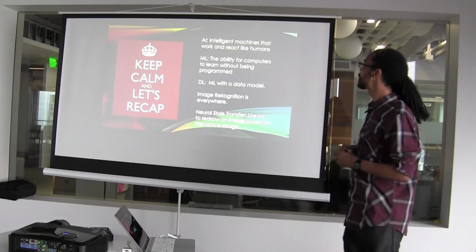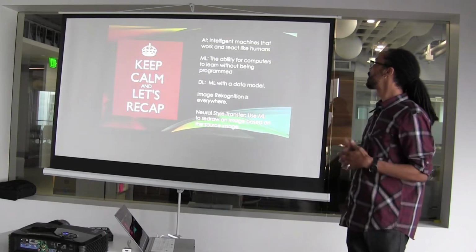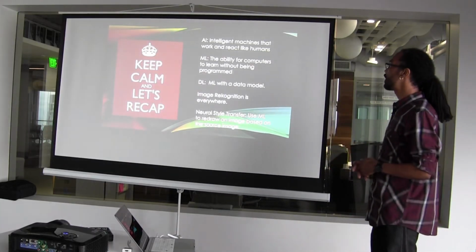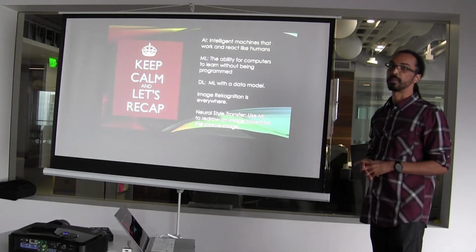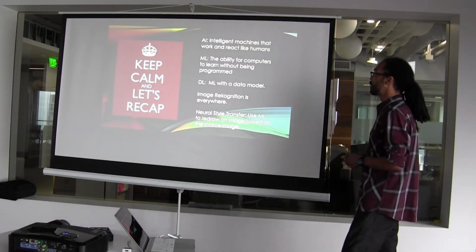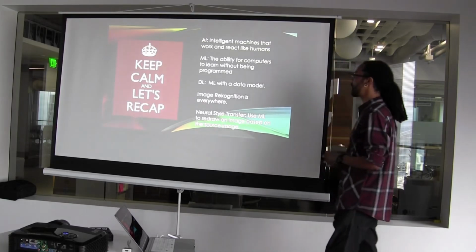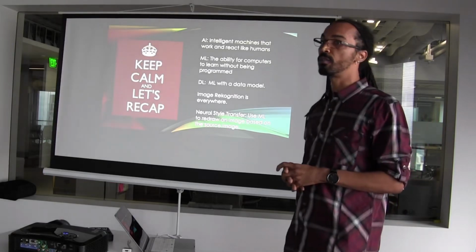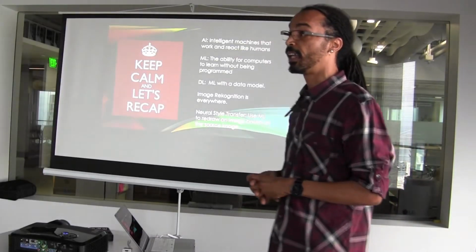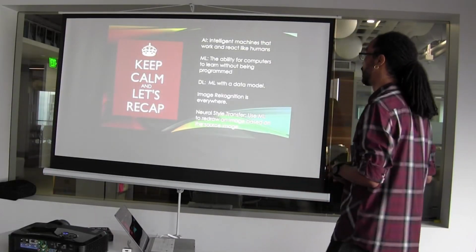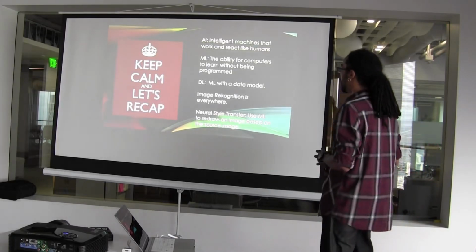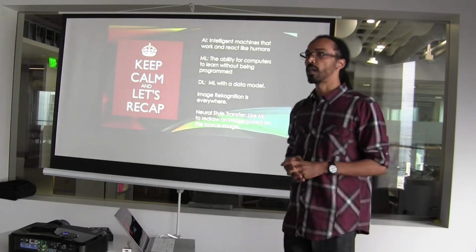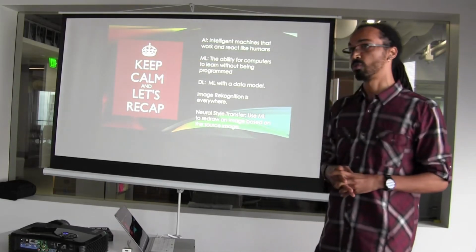AI is basically just an intelligent machine that works and reacts like humans. Machine learning is the ability for computers to learn without being programmed. Deep learning is machine learning with a data model. Image recognition is everywhere. It can recognize you no matter what, even if your face is turned away from the camera. And neural style transfer is essentially using machine learning to redraw an image based on a source image.